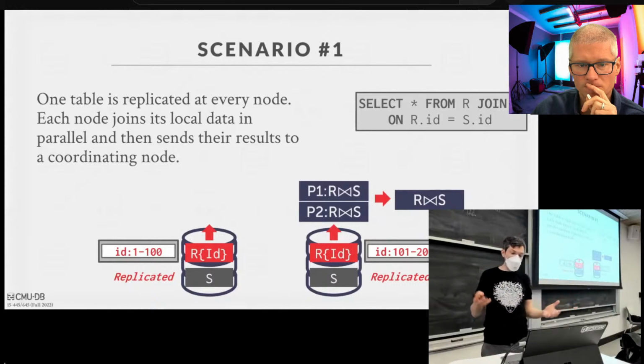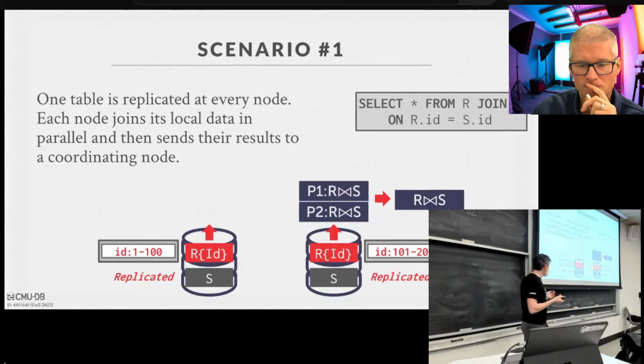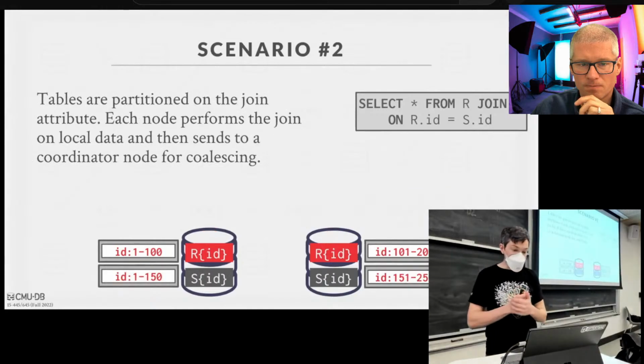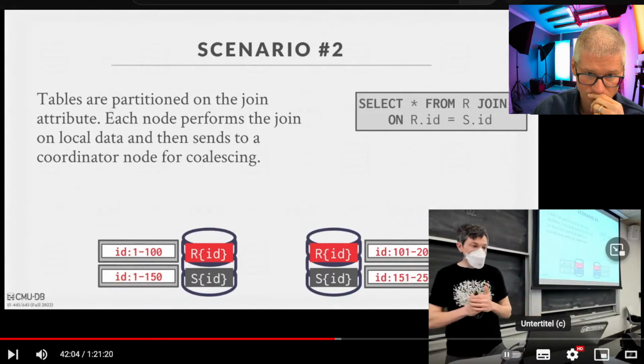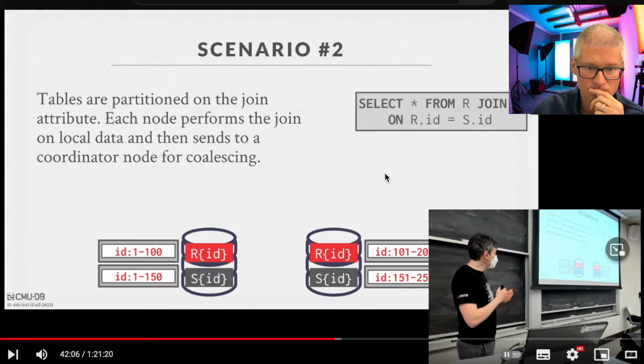Again, if it's shared nothing, assume they have a local copy. If it's shared disk, then every node is going to pull S up into its local memory, or local disk. All right, next case scenario is when the tables are partitioned.